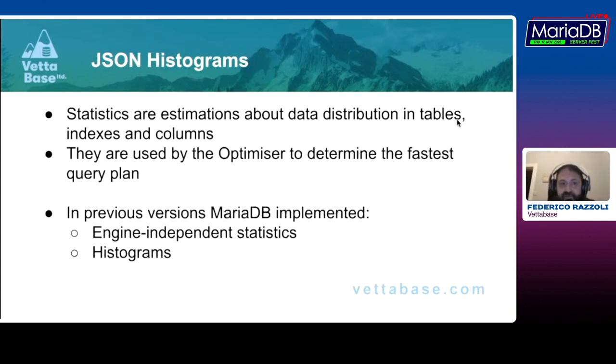So let's proceed. JSON histograms. I said before that I will try to explain everything so that everyone can understand without being an expert. This is actually a bit technical, but I will try. Basically, we need to explain one concept first, which is statistics. Statistics are estimations about data distributions in the tables, in the indexes, and in the columns. And they are used internally, of course, by the query optimizer.